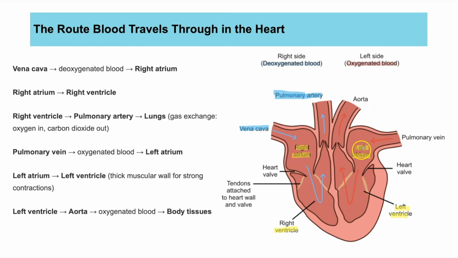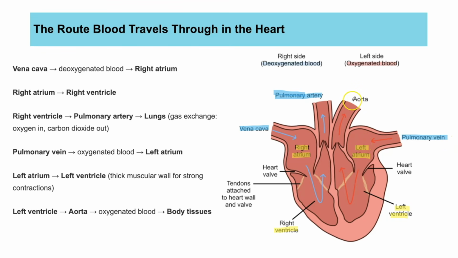Then we have the left atrium. Going into the left atrium is the pulmonary vein. So we know this must have come from the lungs because it's got the word pulmonary in it. And veins are blood vessels that are transporting blood back into the heart. I always say think, it's got the word in it, it's taking the blood back into the heart.